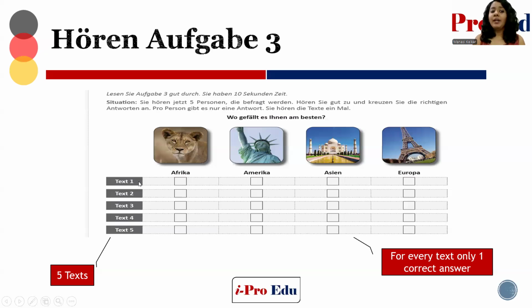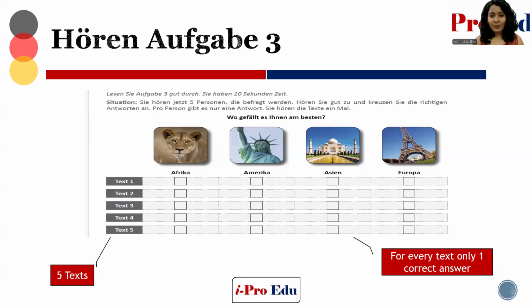So if you hear text 1 and they are speaking about Africa, you have to mark Africa. But you cannot mark Africa as well as ASEAN. So you can only mark Africa for text 1. You hear the text only once. That was our Hören module in general.